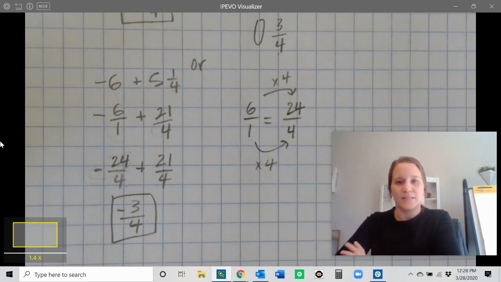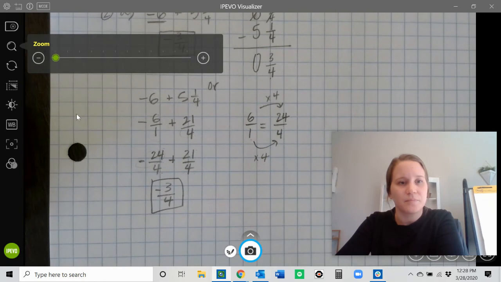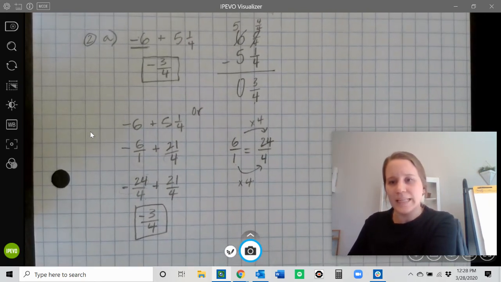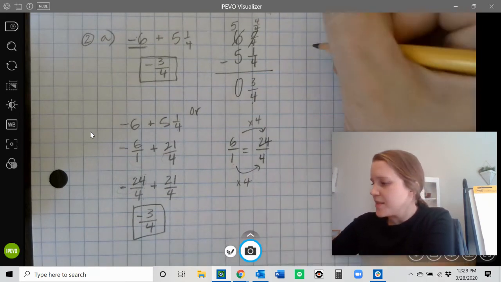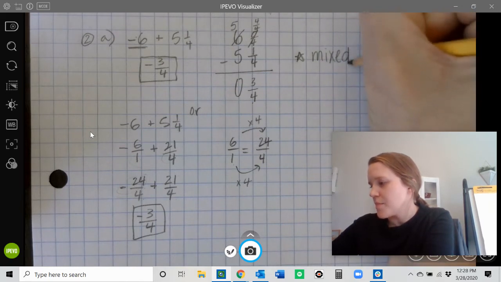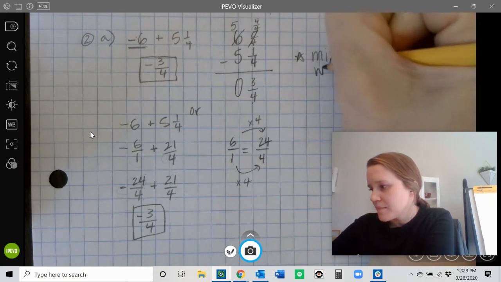All right, so 2 strategies. Make sure you have both on your notes. 2 strategies for this question. Go ahead and label them with me. This strategy is called mixed numbers with borrowing.